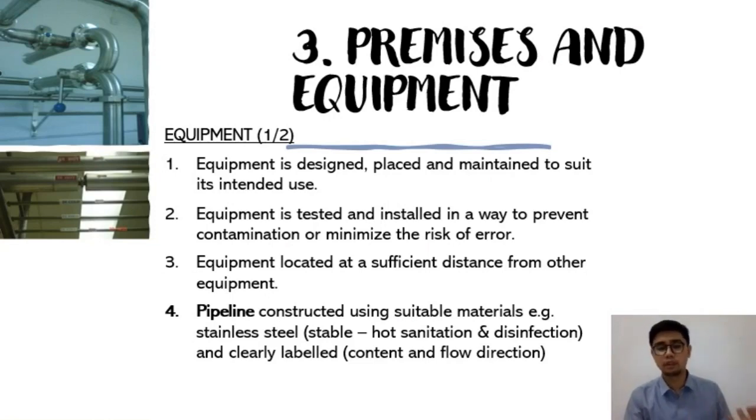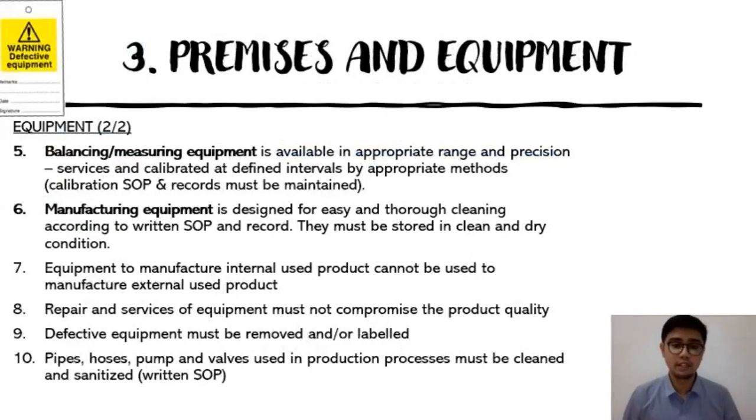For example, stainless steel material is usually used because it is stable for hot sanitization and disinfection. And the pipeline also must be clearly labeled. The label is about the content and the flow direction of the content. Next, number five, the balancing equipment is available in appropriate range and precision, and it must be serviced and calibrated at a defined interval by an appropriate method following the calibration SOP, and records must be maintained.